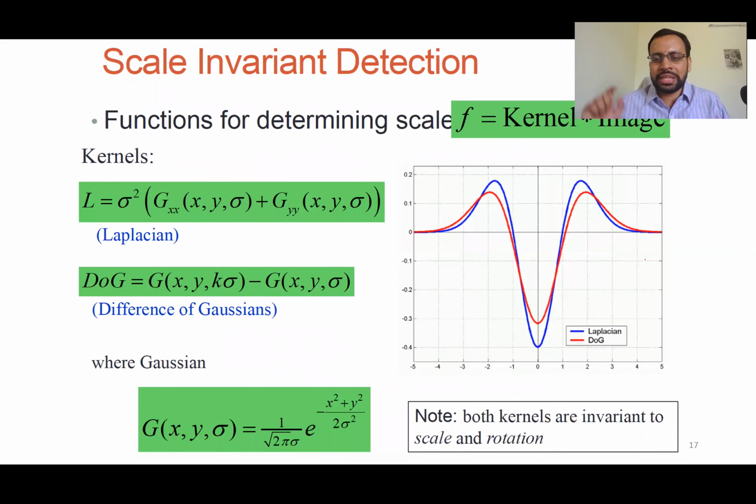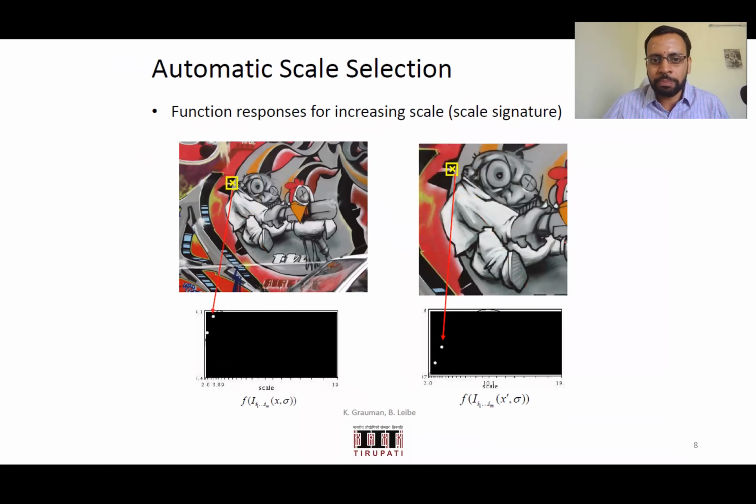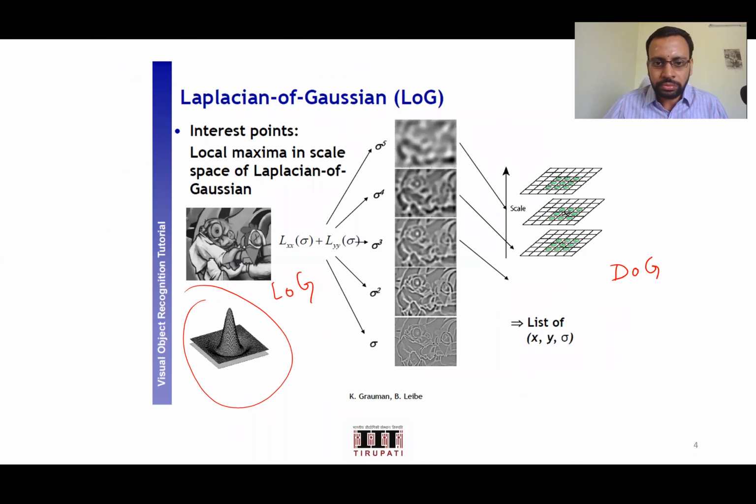This is a slide I just repeated here in this presentation, where we have seen that the Laplacian of Gaussian is almost equivalent to the difference of Gaussians. Here the Laplacian of Gaussian is shown in blue and in red the difference of Gaussians. They are quite close, and performing this operation is computationally more efficient. That's what we would be doing.